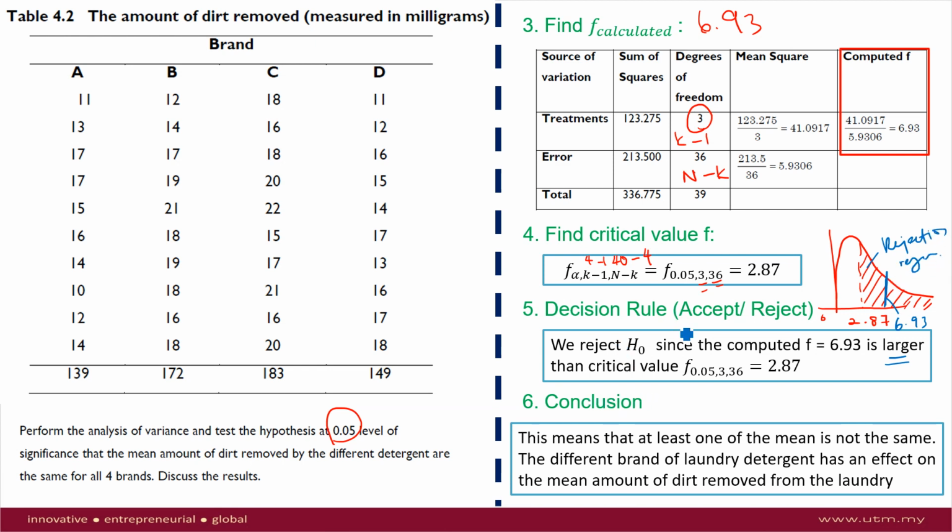So after you make a decision, don't forget to make the conclusion. Since we reject the H null, that means we accept the alternative hypothesis, which means at least one of the mu is not the same. So don't forget to make the conclusion. This means that at least one of the means is not the same. So the different brands of laundry detergent have an effect on the mean amount of dirt removed from the laundry. Okay, so don't forget to make the conclusion.